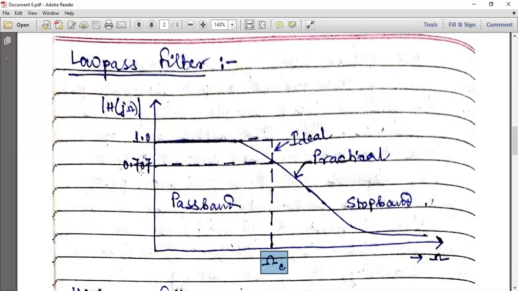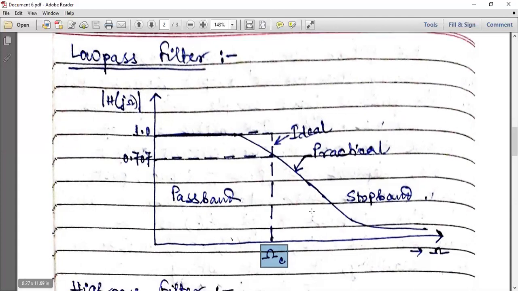In practice, it is impossible to obtain the ideal response. All of you know it. But in general, for low pass filter, the magnitude at the cutoff frequency is 1 by root 2. Clear? And this is the graph. The dotted one is the ideal part, and the continuous line represents the practical curve. Okay? Magnitude response, basically. Now, this curve is nothing but the magnitude response of low pass filter. In fact, all curves are the magnitude response of that particular type of filter. Clear? Now come to high pass filter.